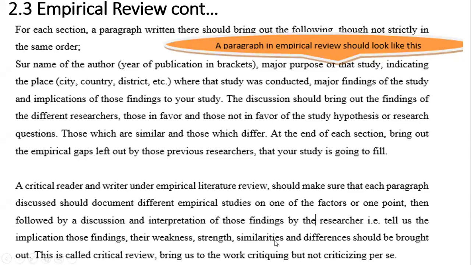What strong point is brought out in those findings? What are the similarities in those findings? What are the differences? And this is what we call critical review. So you critique, you don't criticize. In academics, we critique, we don't criticize. We accept that that is a person's view. You can identify the weaknesses in it, but we respect it.